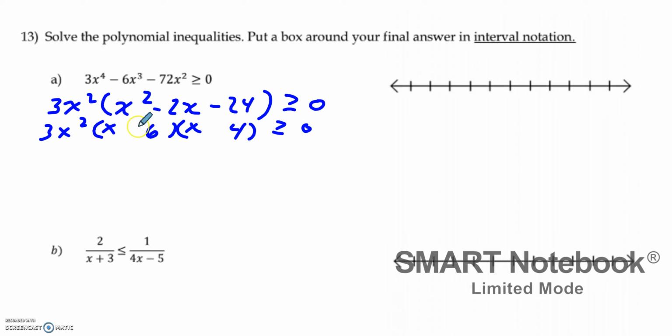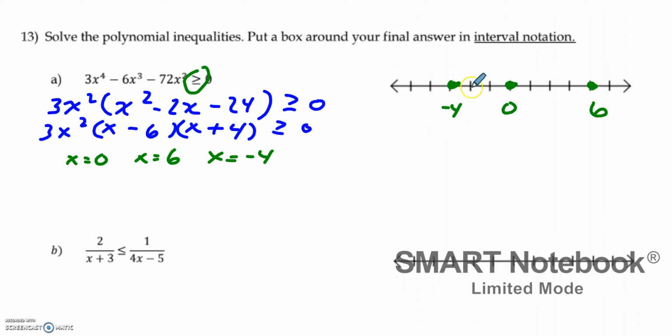Negative 6, positive 4 multiplies to be negative 24 and adds to be negative 2. So my critical numbers, if setting all 3 of these things equal to 0: if I set 3x squared equal to 0, I would get x equals 0 as a critical number, x equals 6, and x equals negative 4. Because my inequality is greater than or equal to, all of these are included. So 0 would have a closed dot on it, negative 4 would have a closed dot, and 6 would also have a closed dot. I know this interval is not perfect, but it gets the point across.